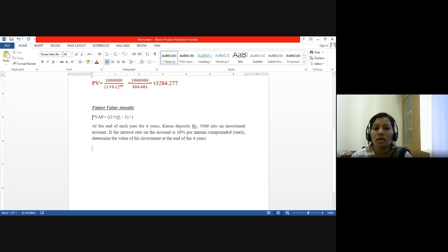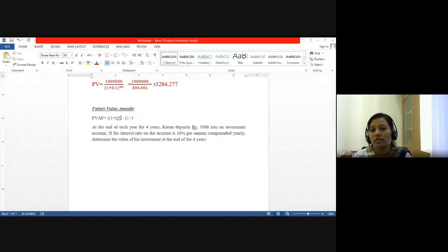So this is the formula. Future value of an annuity factor is equal to 1 plus r to the power n minus 1, whole divided by r. You have to memorize these formulas. Look into this example. What is r, what is n? I hope you remember. r means the rate at which you are going to invest, and n is the number of years for which you are going to get the cash flows. Now look into the example.